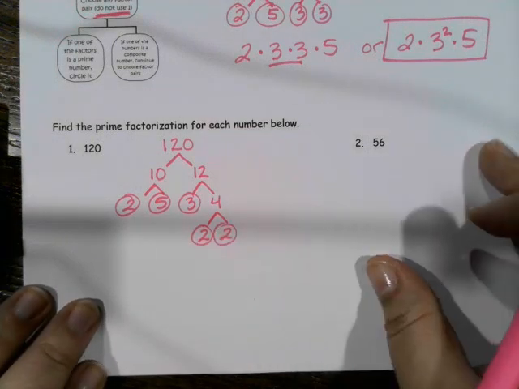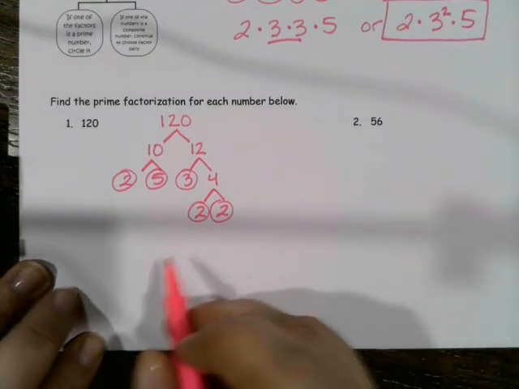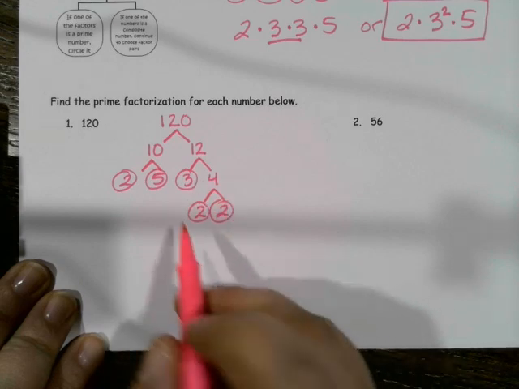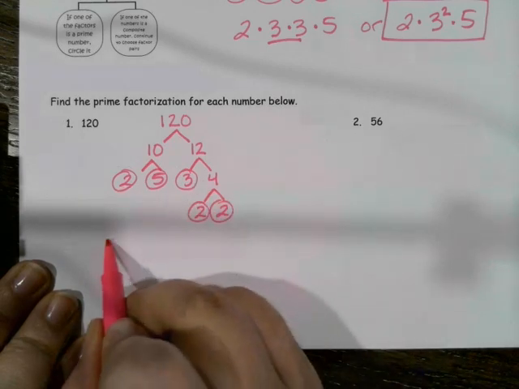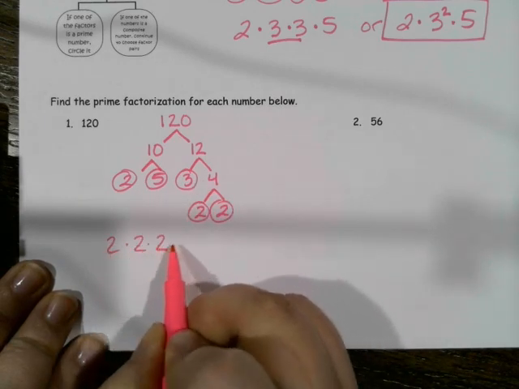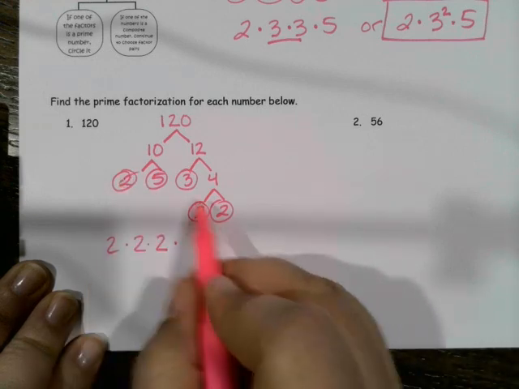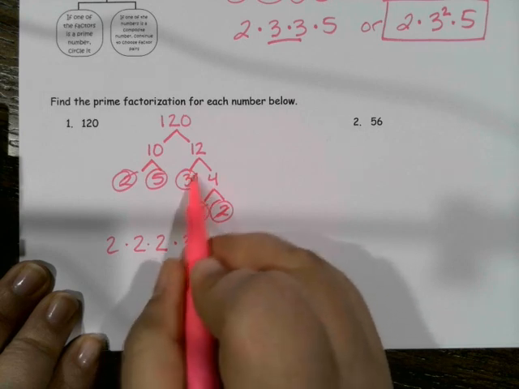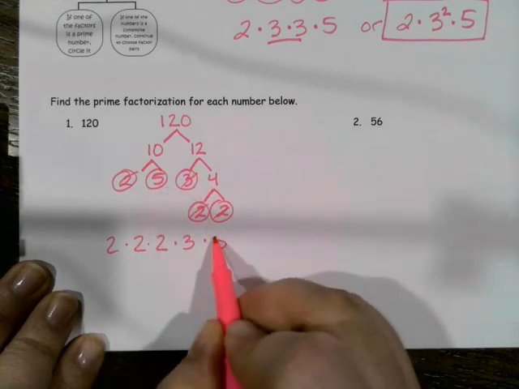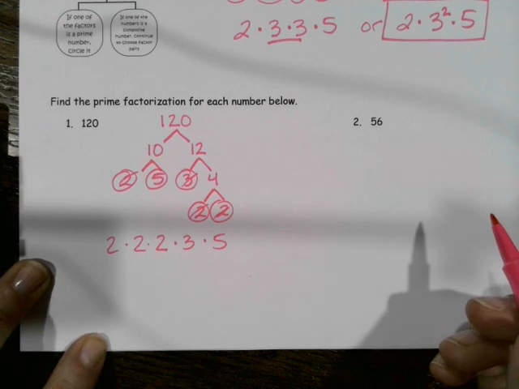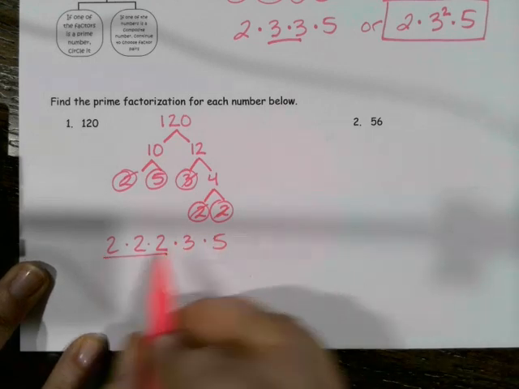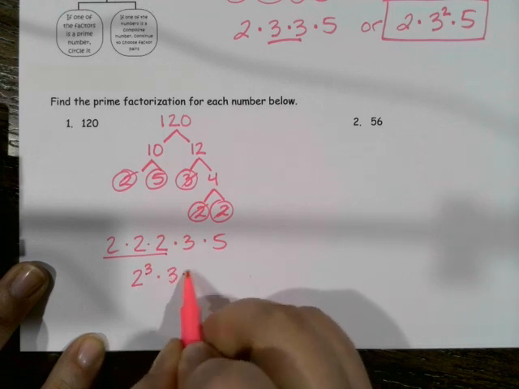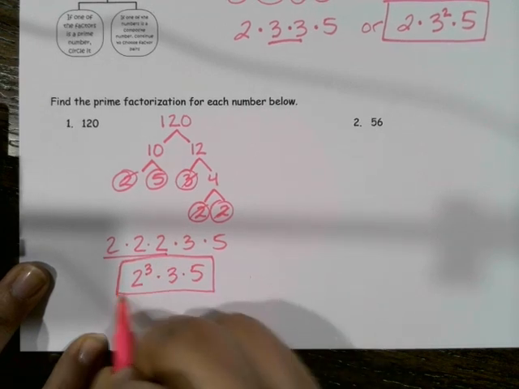I'm going to list these numbers in order from least to greatest. Now, I'm only listing my circled numbers, not anything else. I've got 3 2s, 1, 2, 3. Then I can cross them off as I place them so I don't use them again. Then I have a 3, and then I have a 5. All right, and then let's write it using exponents. So there's multiple 2s, so that's 2 to the third power times 3 times 5. And that's it.